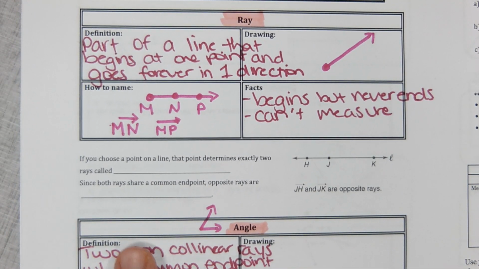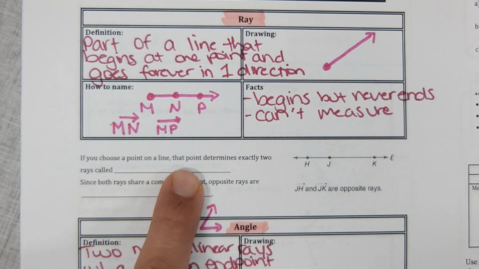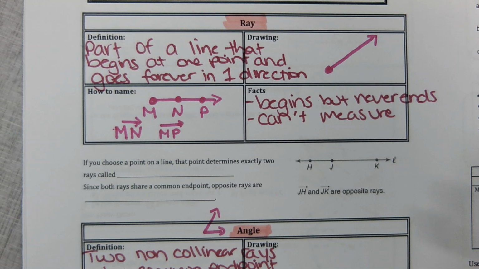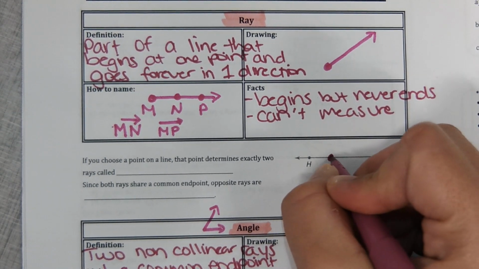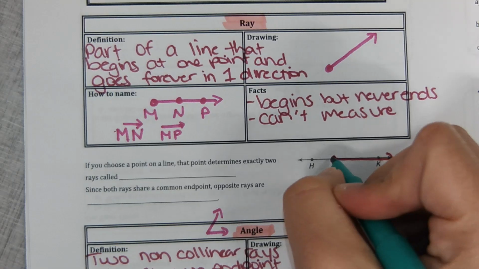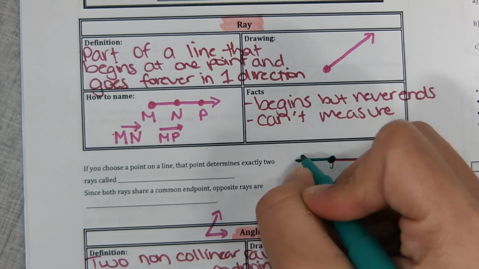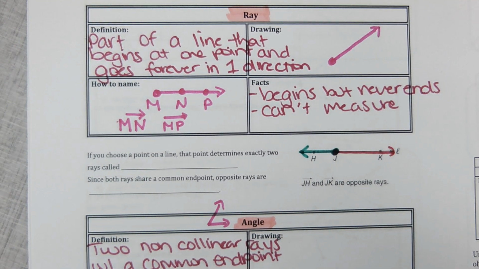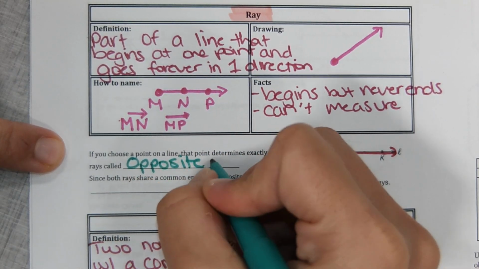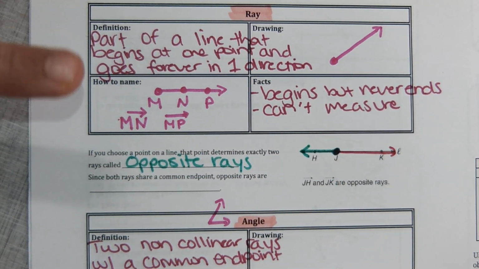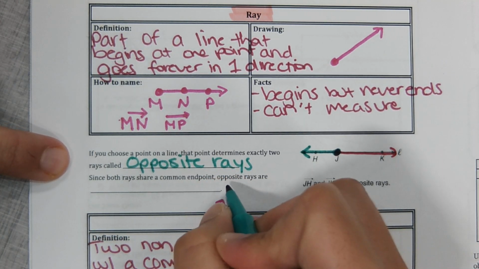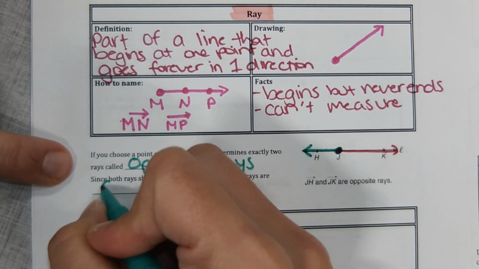Okay, and then here, if you choose a point in a line, that determines exactly 2 rays called what? What it's showing here is you have a ray that goes this way, and then another ray that goes in the exact opposite direction, and this is called opposite rays. So opposite rays form a straight line. They're a straight angle. Since both rays share a common endpoint, opposite rays are collinear.